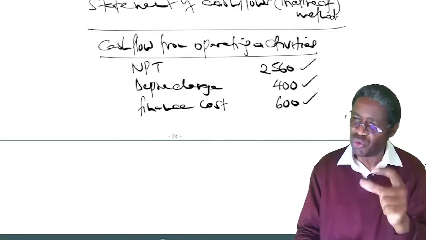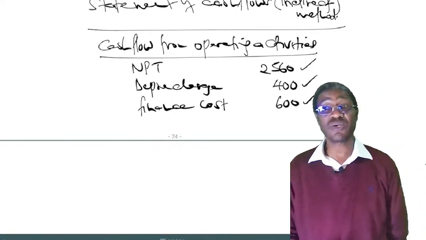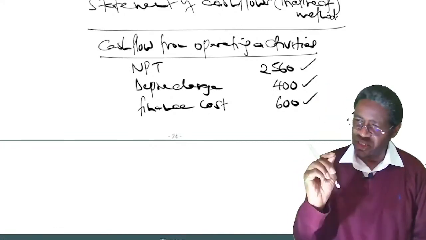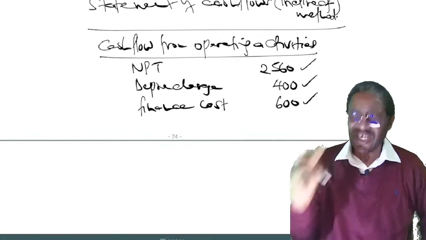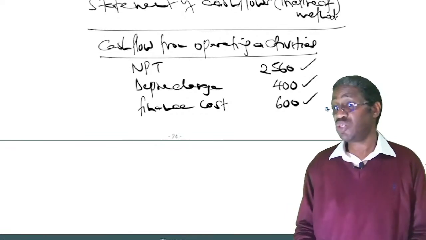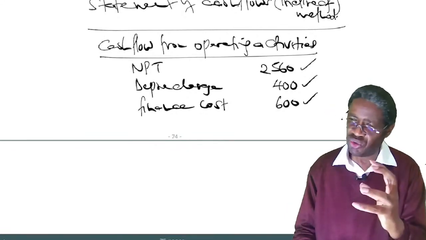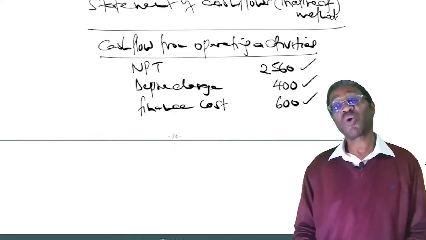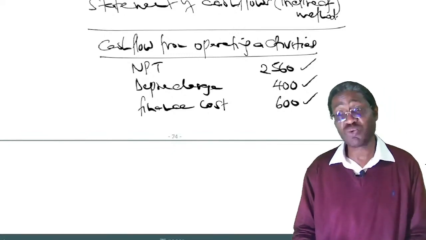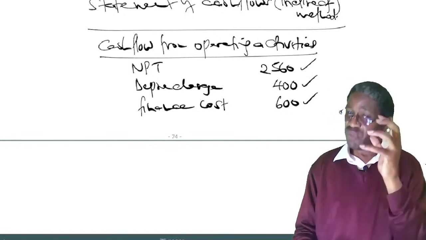I do hope you remember we said, when we were analyzing associate as far as group is concerned, the relationship between the group and its associate, when it comes to cash flows, one is required to calculate what we called the cash dividend received from the associate.